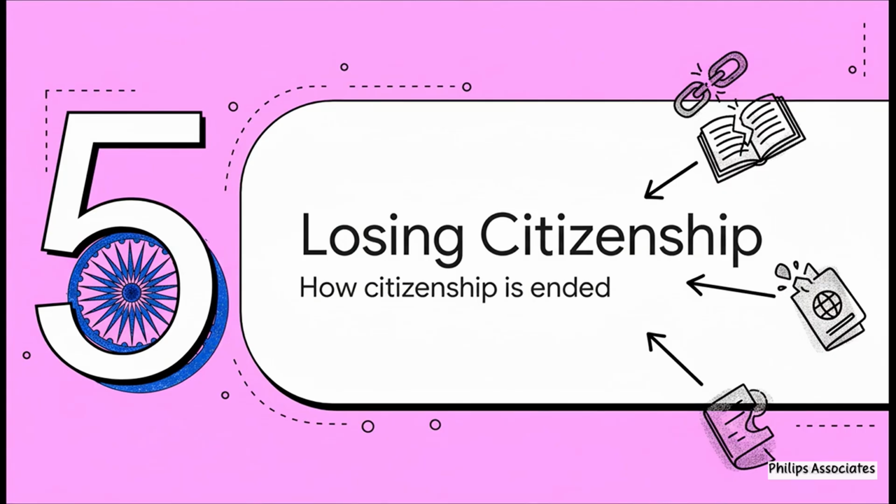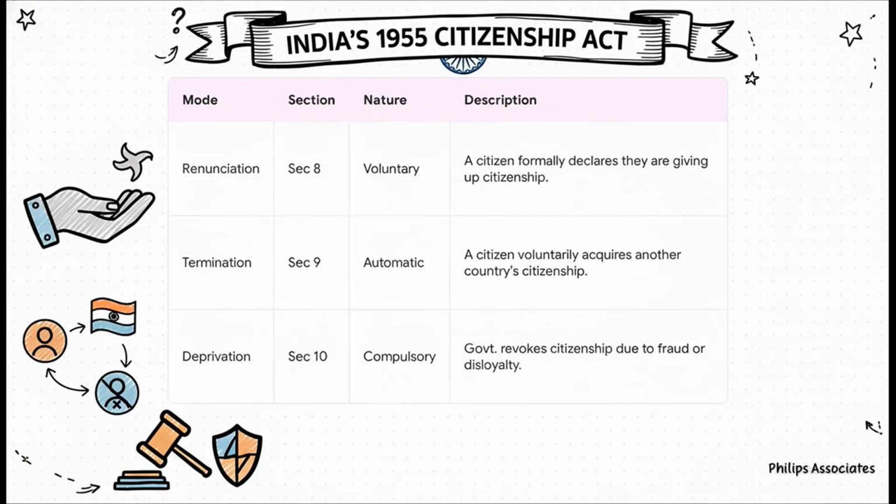So we've talked a lot about how you can gain citizenship, but what about losing it? Well, the Act is incredibly clear about this too. It lays out 3 distinct ways that a person's Indian citizenship can come to an end. Let's break these 3 down.